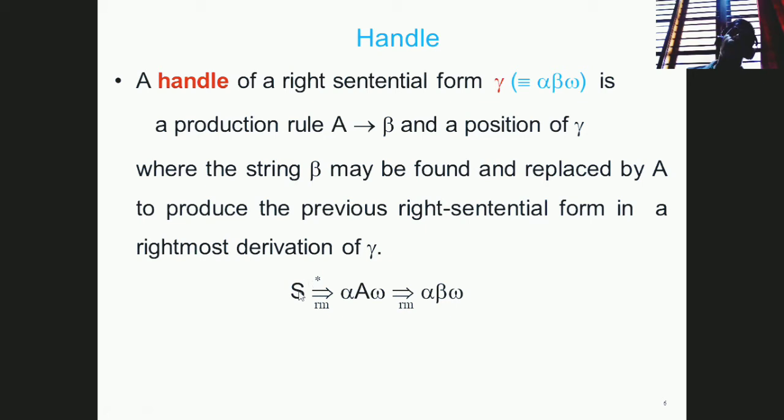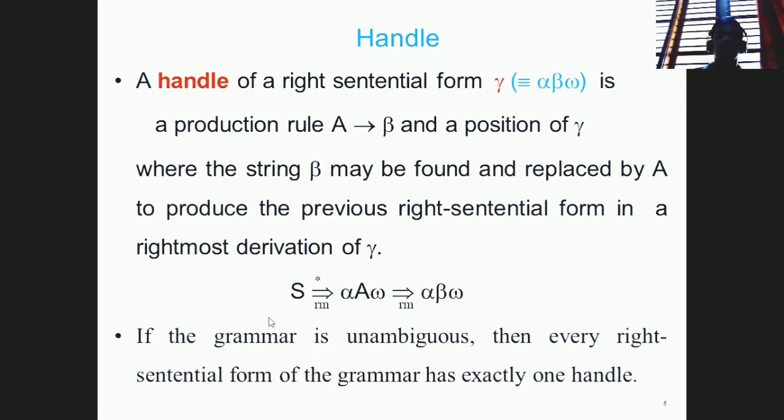If we continue with that, we'll be able to reach the starting symbol. That's why beta is nothing but a handle. Once again, maybe A becomes a handle for the previous right sentential form. If the grammar is unambiguous, then every right sentential form has exactly one handle. So you will not find more than one left-hand side of a production matching the same handle in an unambiguous grammar. If it is an ambiguous grammar, then you may find this beta matching more than once on the right side of the given productions.